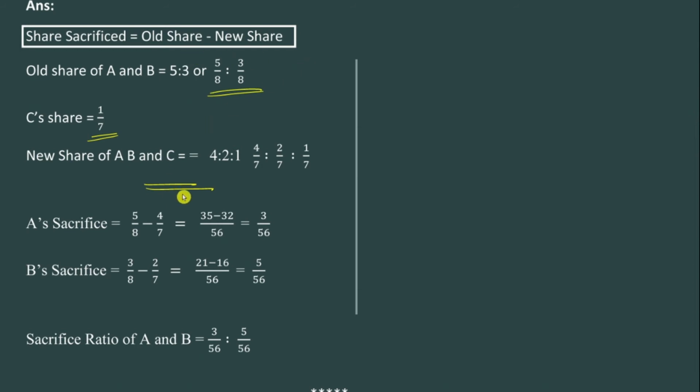You need to find the old share of A and subtract the new share so that you get the share sacrificed. So what is the old share of A? The old share of A is 5/8. Write that 5/8, and in the formula we have subtraction, so we put a minus sign. Next, the new share is 4/7. Now just calculate.